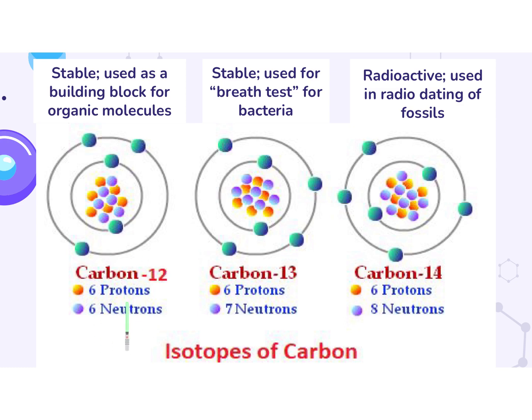So in this first one, carbon 12, notice the protons and neutrons are the same. So we consider this atom stable. And it's basically used for the building block of all life. Those are the properties of that one. Carbon 13, you see here, has 1 more neutron. So it has 7 neutrons and 6 protons. This one, again, is stable. And you can use it for a breath test for bacteria.